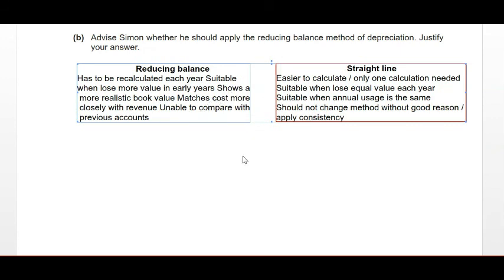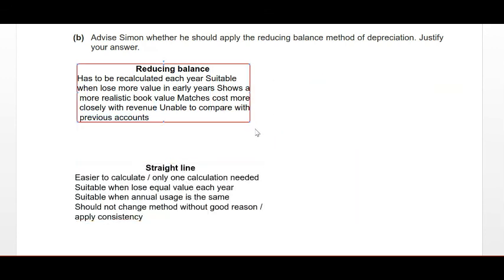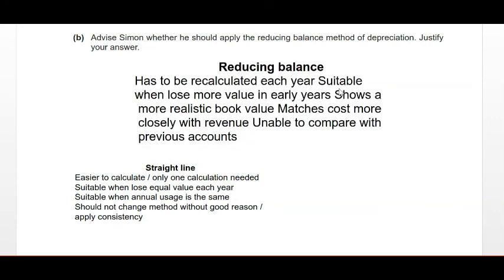Now, the reducing balance method is more applicable in a situation where the asset loses more of its value in the initial years. In the reducing balance method, you calculate every year's depreciation on the basis of its net book value. This is more suitable when the asset loses its value more in the initial years, and this is also considered to be a more realistic view of the book value. And sometimes it is a little complicated to calculate as compared to the straight line method.